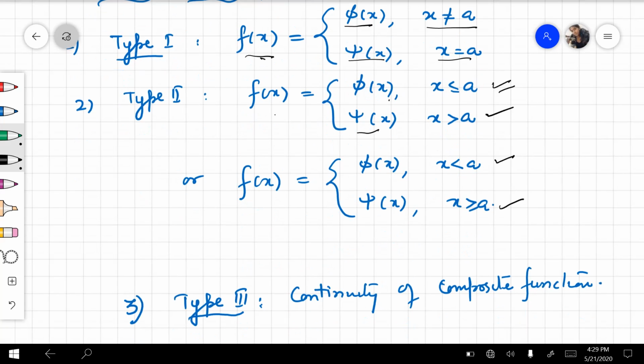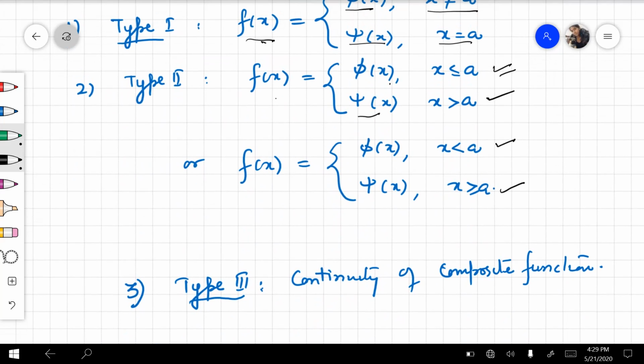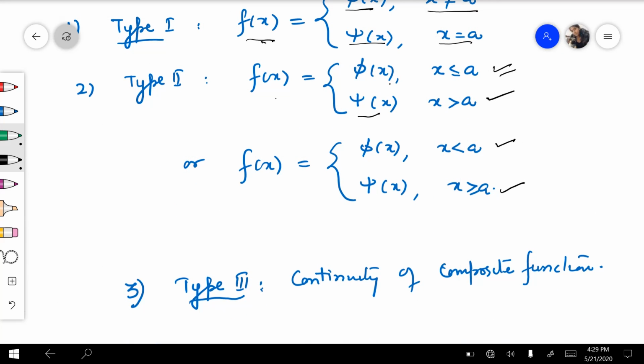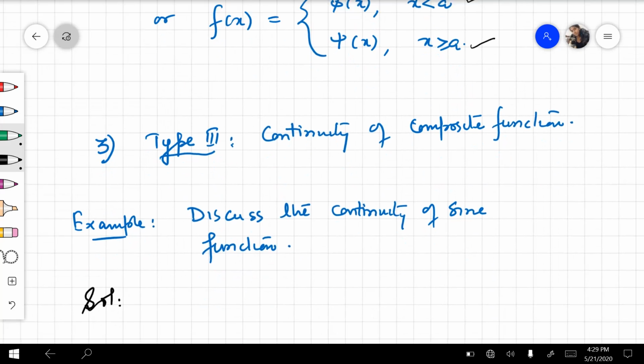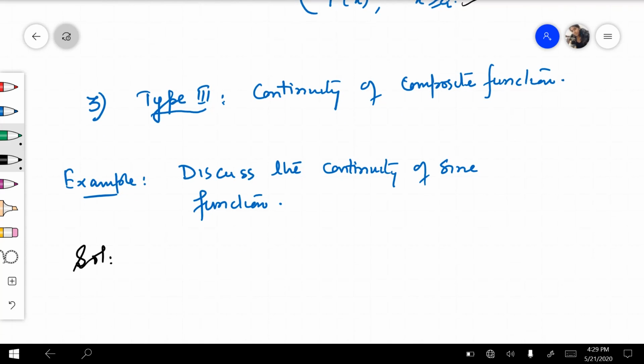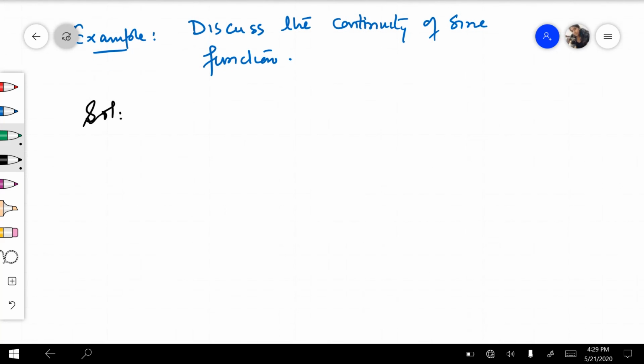Now, in this video, we are going to discuss the continuity of composite functions. But before we start with the continuity of composite functions, let's discuss a few questions. The first one is to discuss the continuity of the sine function. This time we're given that f of x is equal to sine of x.